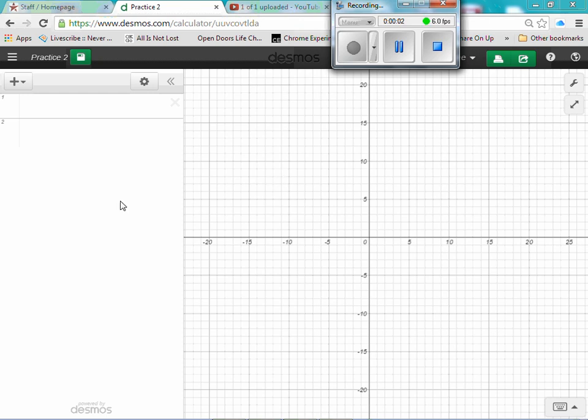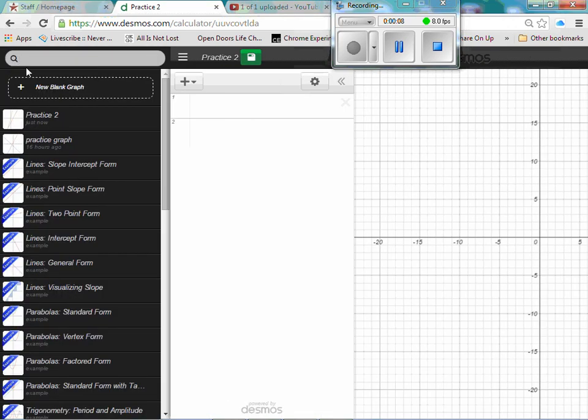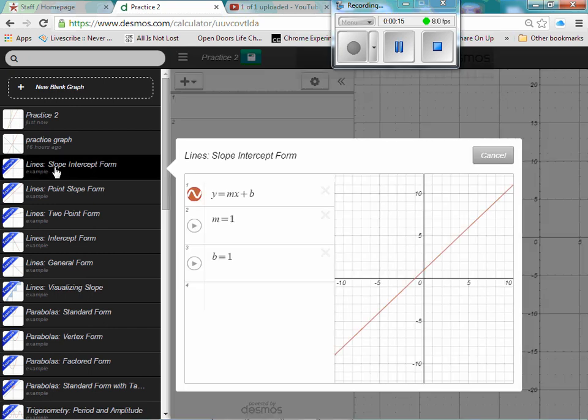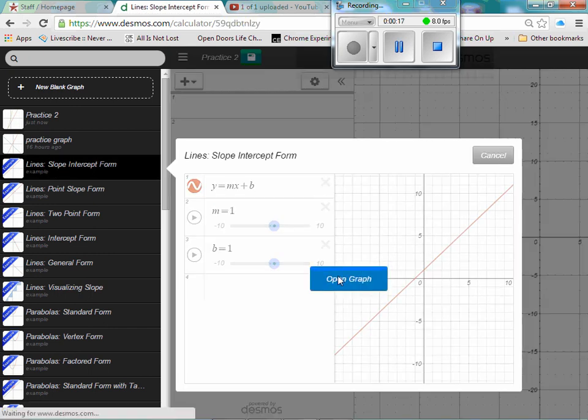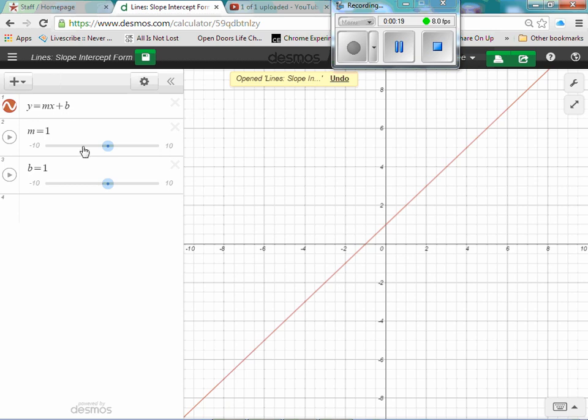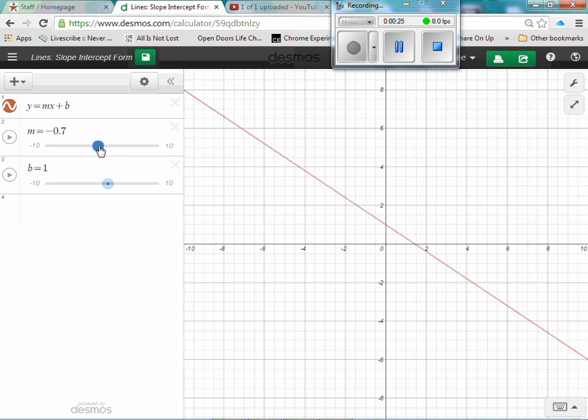Okay, here's another feature of the Desmos calculator. If I go here, open graph, and I can look here and illustrate it, slope intercept form. So if I click on that and I open the graph, then you see the equation y equals mx plus b, and you can use a slider in order to show how the slope is being manipulated and how the b, which is the y-intercept, changes, which is really great for students.